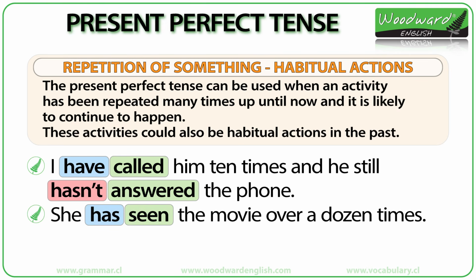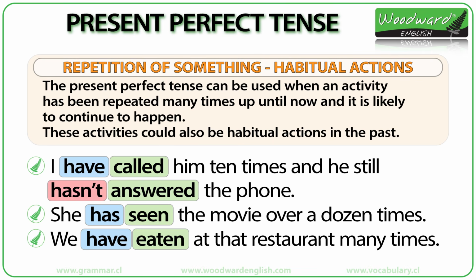She has seen the movie over a dozen times. Dozen means 12. In this case, more than 12 times. We've eaten at that restaurant many times. As I mentioned, this repetition could also be habitual actions because these are actions that are repeated.